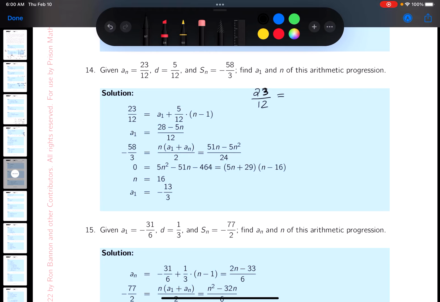Equals A1. I don't know what A1 is. Plus, let's take a look, it's going to be N minus 1. I don't know what N is. Times the D. The D is 5/12. I'm going to simplify it a tiny little bit.